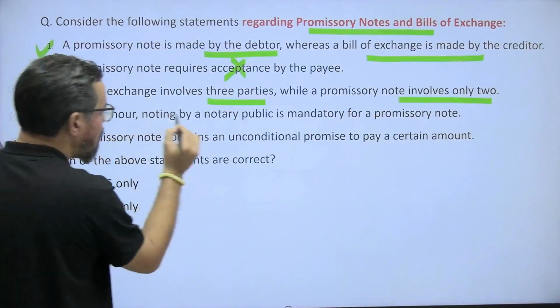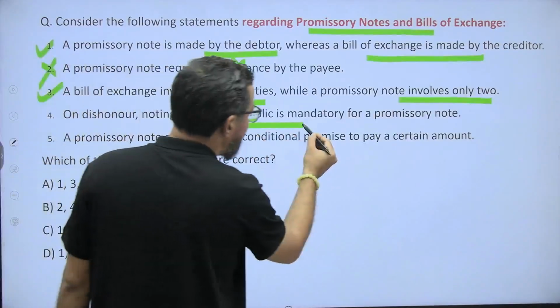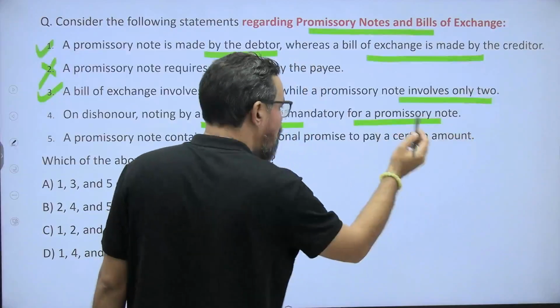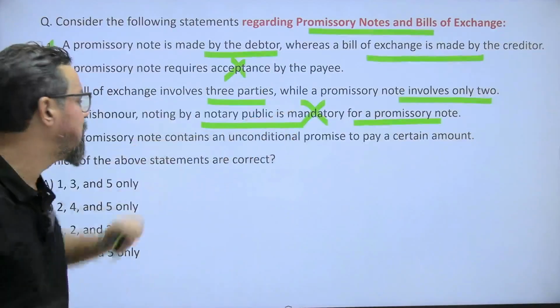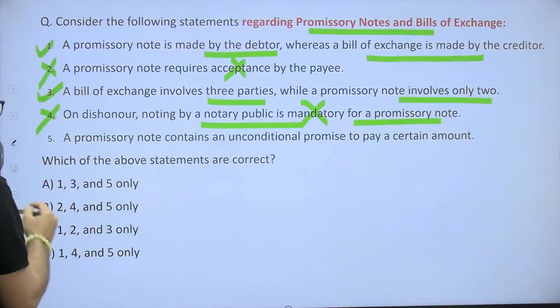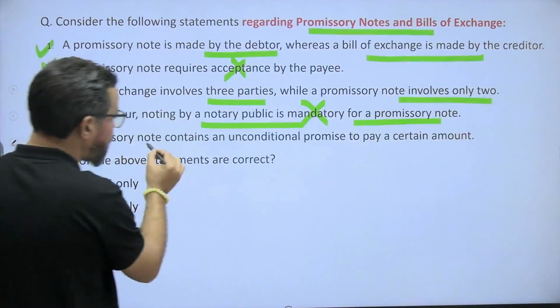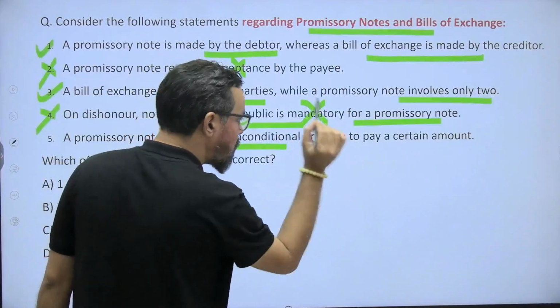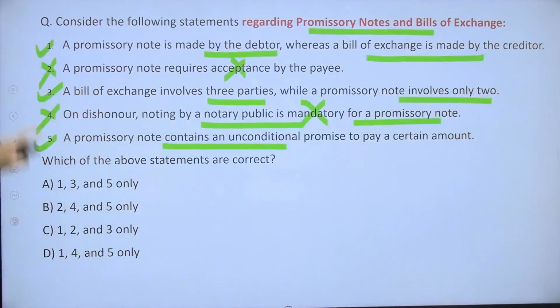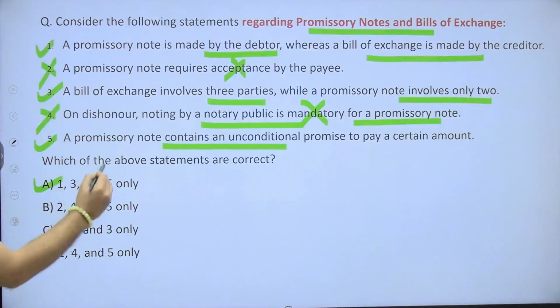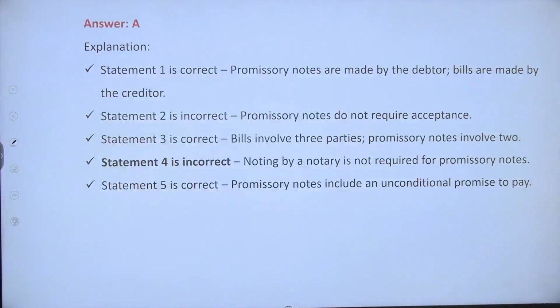On dishonor, noting by the notary public is mandatory in case of promissory note. No, it is not mandatory. In case of bill of exchange, it is mandatory. This is also wrong. A promissory note contains an unconditional promise to pay a certain amount. True, right? So 1, 3, 4 means option A only will be the right answer for this one.